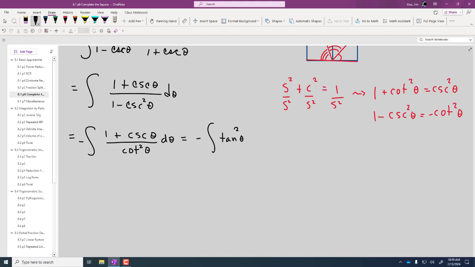We know a function that has secant squared as its derivative. What function has secant squared as its derivative? Tangent. And we could turn tangents into secants with another Pythagorean identity. So we're holding off on tangent squared for the moment. Now we've got this miserable thing, cosecant over cotangent.